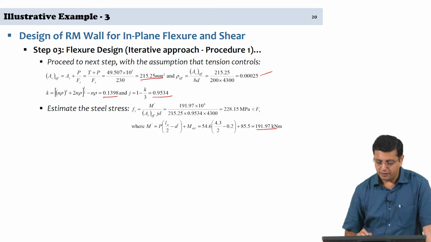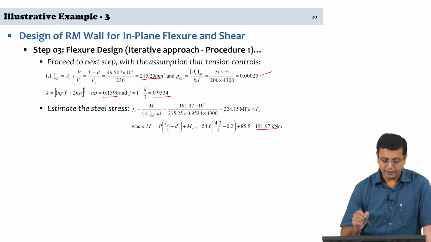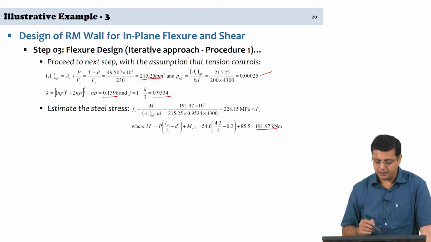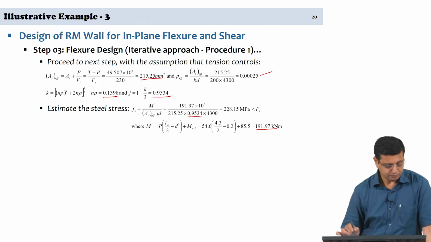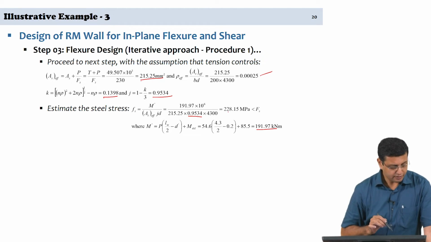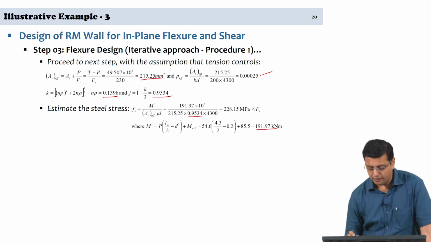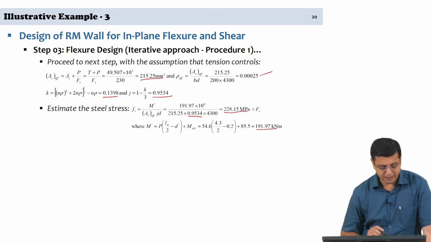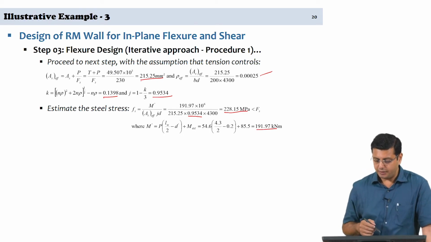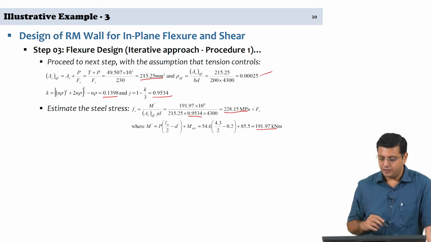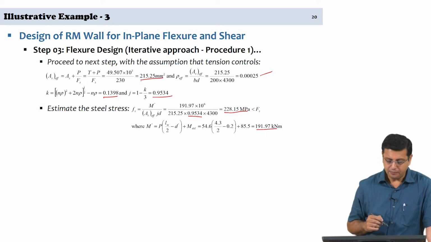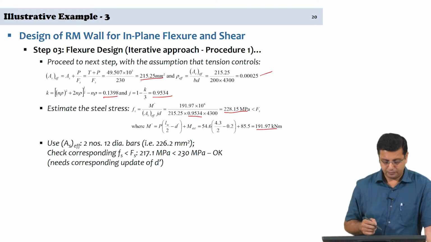We use it in the previous expression, M dash divided by 215.25, which is As effective that we calculated in the previous step, the value of J that we have estimated now, and the effective depth of the wall. This gives us an estimate of the steel stress, which in this case is 228.15 MPa, less than the Fs, or the permissible stress in steel. So, this satisfies the requirement.